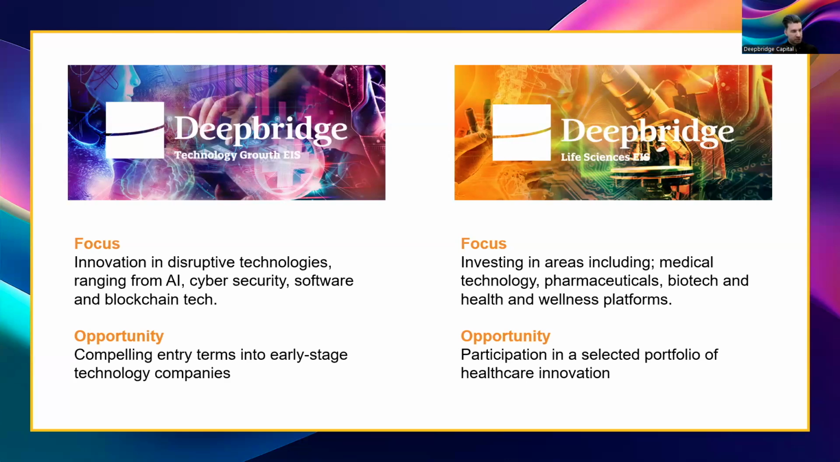Let me go into a bit more detail on the two funds. The Technology Growth EIS Fund focuses on disruptive tech, existing markets, new products. Underlying areas include artificial intelligence, which of course is a huge topic in the industry, and has been for the past 12, 18 months. Also cybersecurity and generic software, which are all typically B2B type businesses.